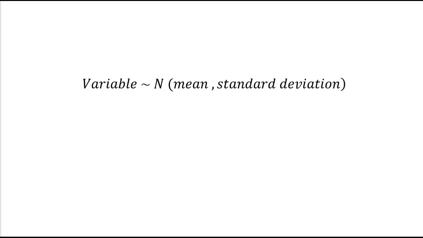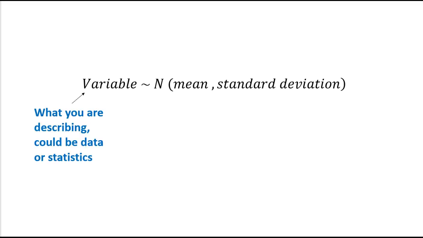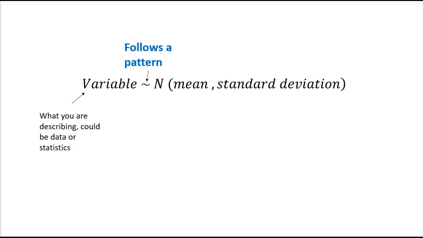We can use normal distributions to help describe the patterns that different variables follow. If a variable follows a normal distribution, we can use the following shorthand notation. This notation reads just like a sentence, so let's look at the different pieces. First of all, the variable, this is what you're describing. It could be data or it could be statistics.